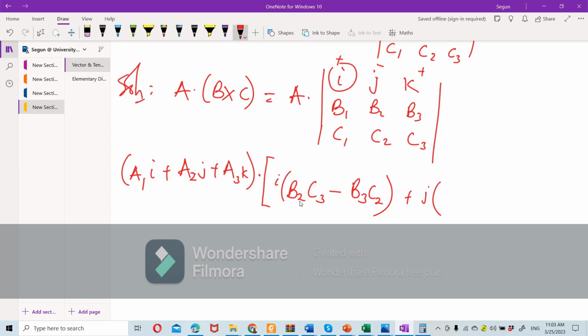In this case, what we have: you pick the J, you release the I. So everything here will parallelize, everything here will parallelize. I have B1, C3 minus B3, C1.